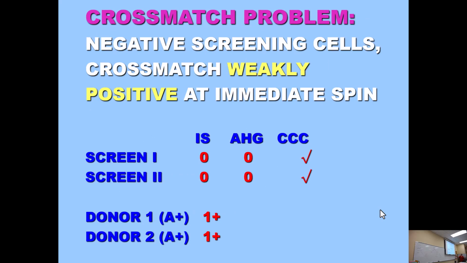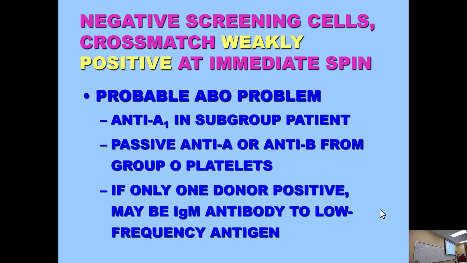Here, we have a 1 plus. Negative screen, cross-match weakly positive at immediate spin. Negative here. So 1 plus, probably not an ABO error. ABOs are 4 plus. Think of your anti-A, anti-B, and your reverse typing. We're talking 3 to 4 plus strong, right? ABOs are strong. This is something else going on. This is still probably an ABO problem, but it's probably like an anti-A1. It's a subgroup problem.